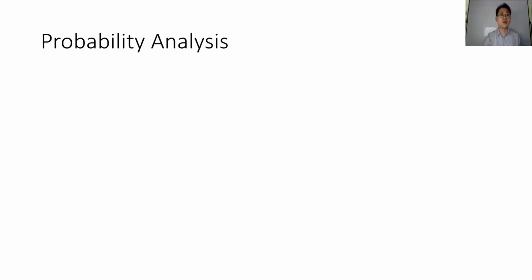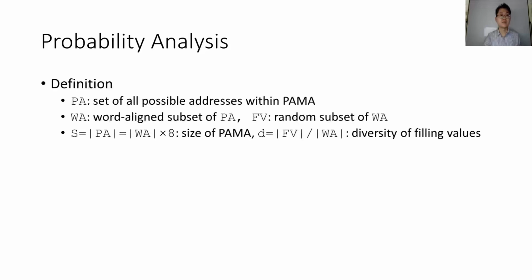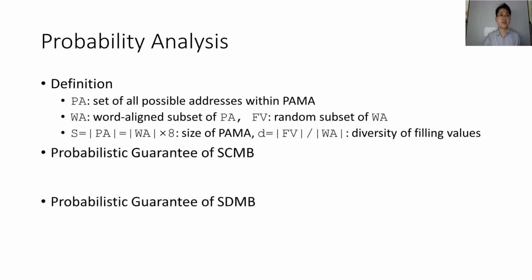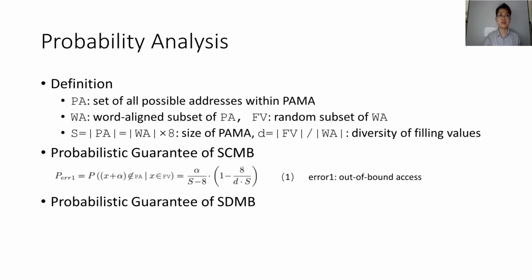Now we perform probability analysis on the soundness of PMP. To facilitate discussion, we introduce the following definitions. With these definitions, we study the probability guarantee of PMP for the SCMB and SDMB properties. Specifically, we consider 3 types of errors. The first type of error is out-of-bound access, whose probability is calculated by equation 1.